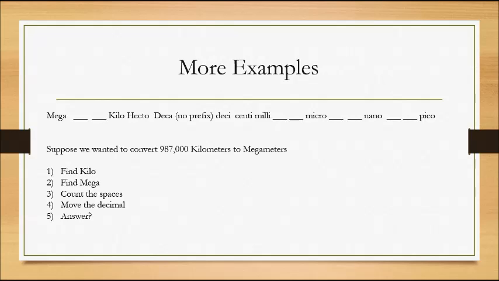Now let's go the other way. If we are moving backwards in the sentence, we started with 987,000 kilometers, and we wanted to go to megameters. So find kilo, find mega. Now we're going backwards in the sentence. So count the spaces. 1, 2, 3. Move the decimal. We'd move the decimal 3 spaces that way. So starting here, 1, 2, 3. So our answer should be 987. Good. Hopefully this is kind of making sense.